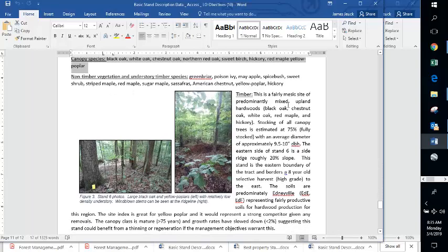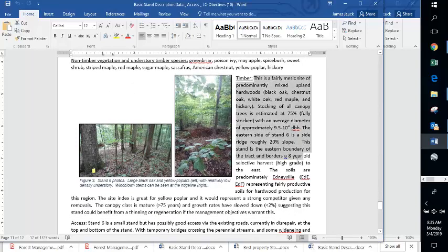All right, and then you do a narrative of the timber that you see out there. Okay, so the stocking, that's where I pulled that from, the stocking guides. All right.